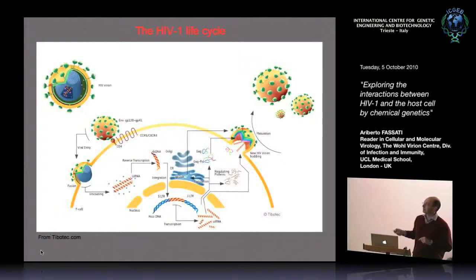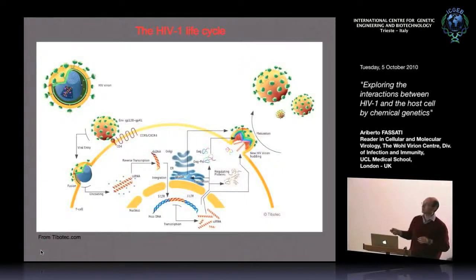Proteins are translated and then packaged into new viral particles. There are quite a number of host factors involved in the budding of HIV, and off it goes and starts the new cycle. Now, as you can understand here, all viruses are parasites. We know that. But we know a number of cell factors that are involved in these processes.